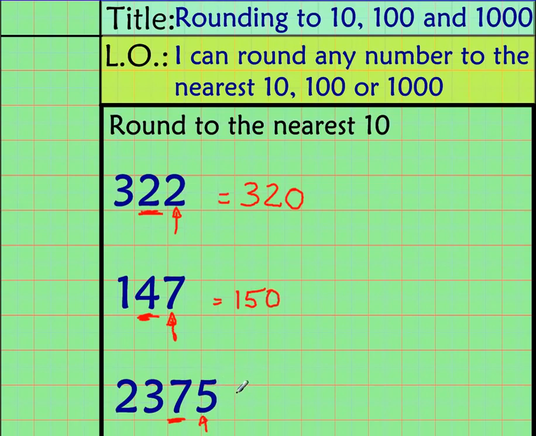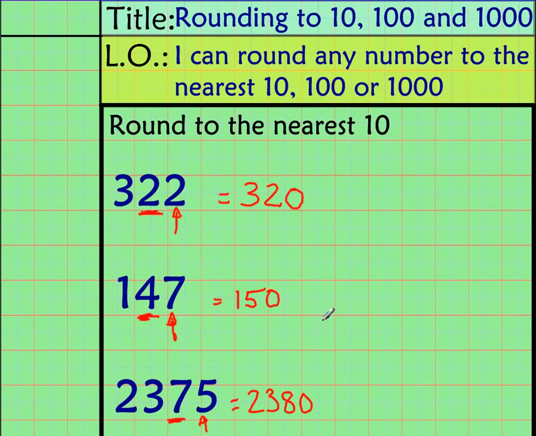Well, this is obviously an interesting example because it's on the fence. Maths has decided that if it's a 5, you round up. So these first 2 digits, I didn't touch them, they stay the same. But this one underlined here was told to round up by this 5, so the 7 becomes an 8, and everything else becomes a 0.